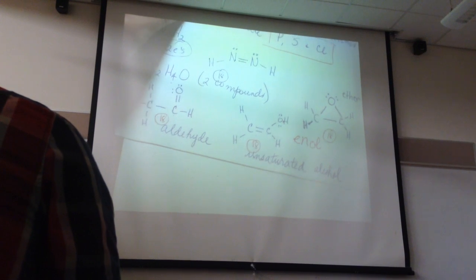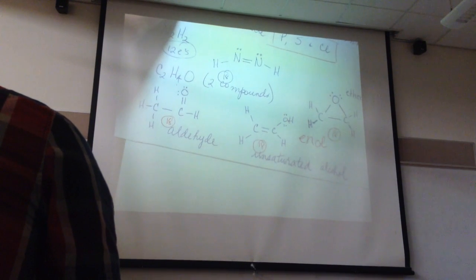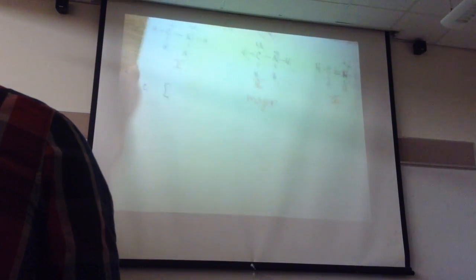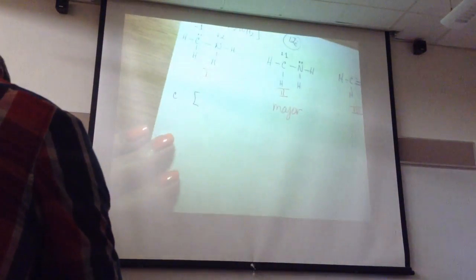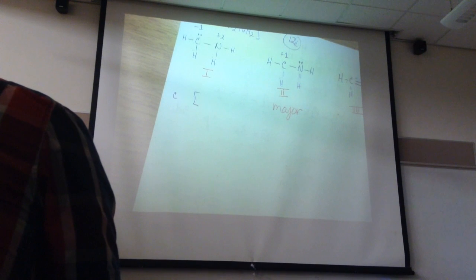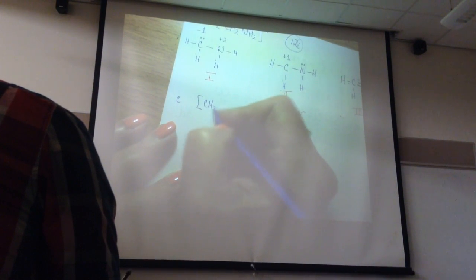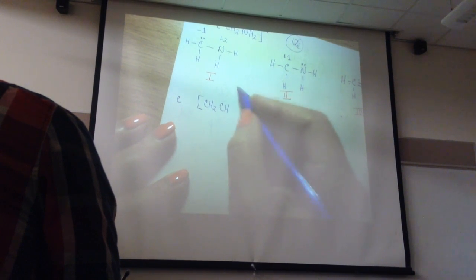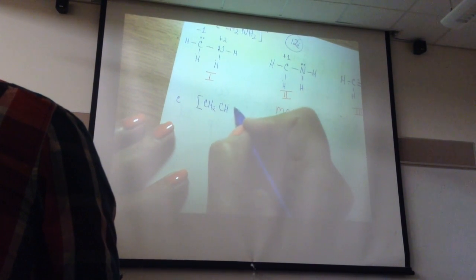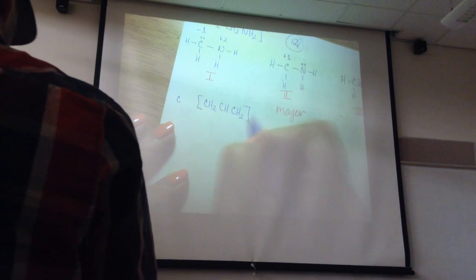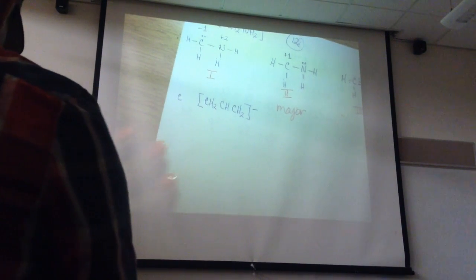All right, obviously we didn't think about that, I just thought about it after all that. All right. So letter C looks like this. For letter C we have the CH2, CH, CH2 minus. And the total number of electrons here is how many?